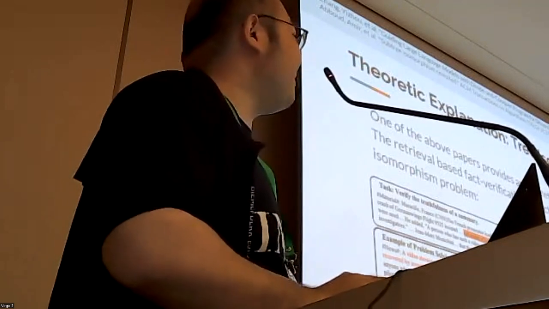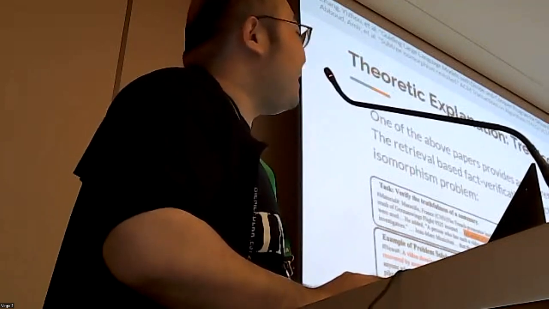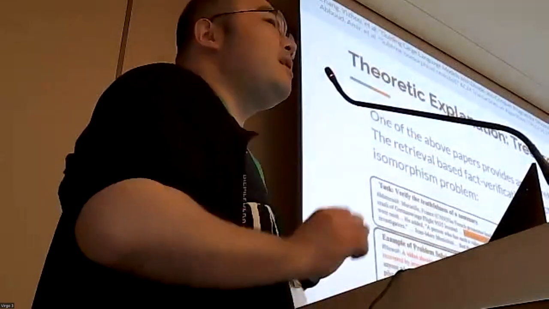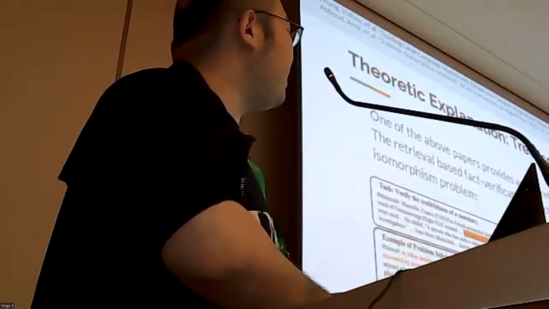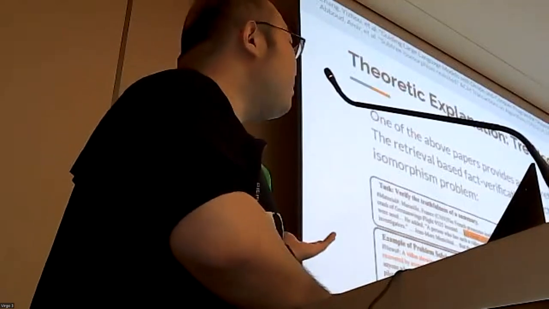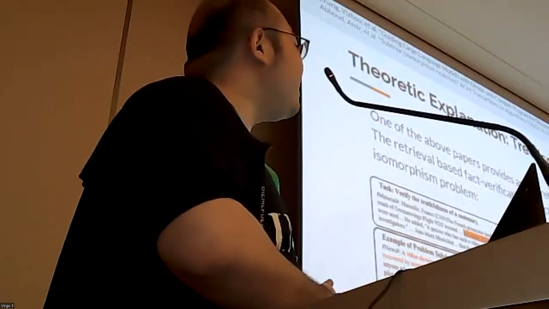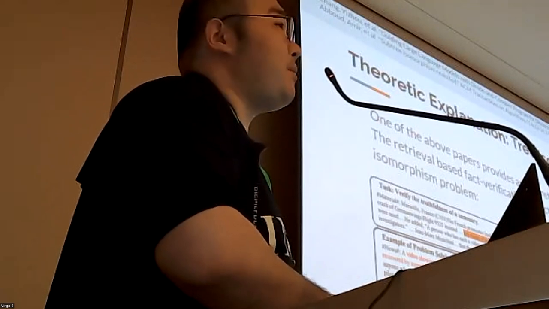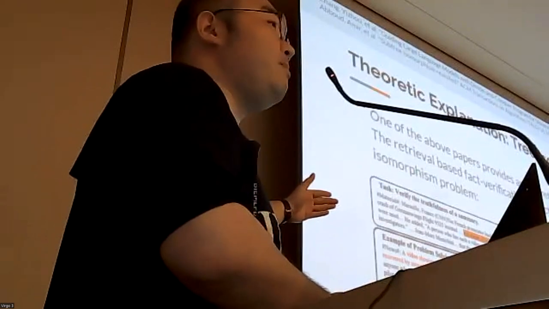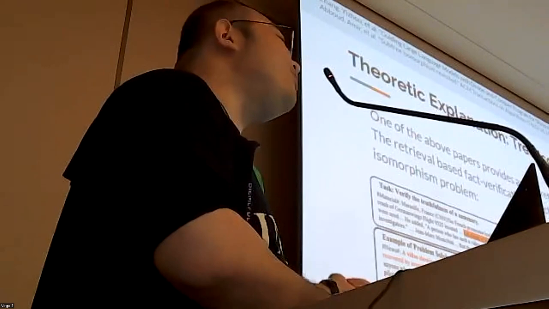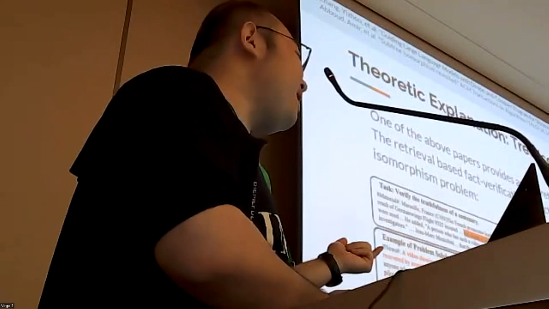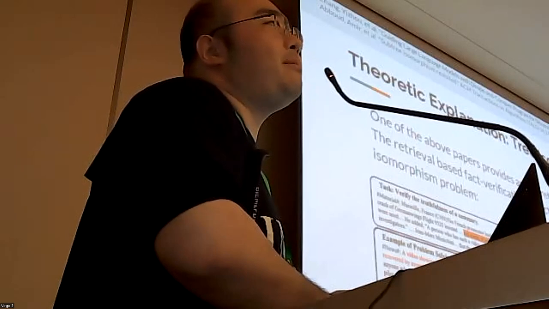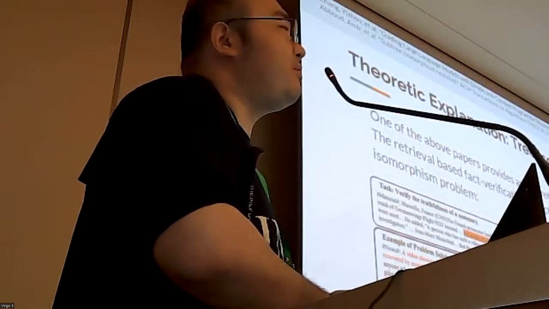So one of these papers, of course my own paper, provides a theoretical explanation of these findings. The retrieval-based fact verification can actually be regarded as a subtree isomorphism problem. Here is an example. We have a material, we have a news, and we want to verify whether the news is consistent with the material or not. This question is pretty much like you have a small tree, which corresponds to the news, and you have a big tree, which corresponds to the material. You can imagine that these trees are the semantic trees of the text. And then what you are trying to do is to say, is this small tree a subtree of this big tree? This is called the tree isomorphism problem. It is more like a graph theory problem in theoretical computer science.